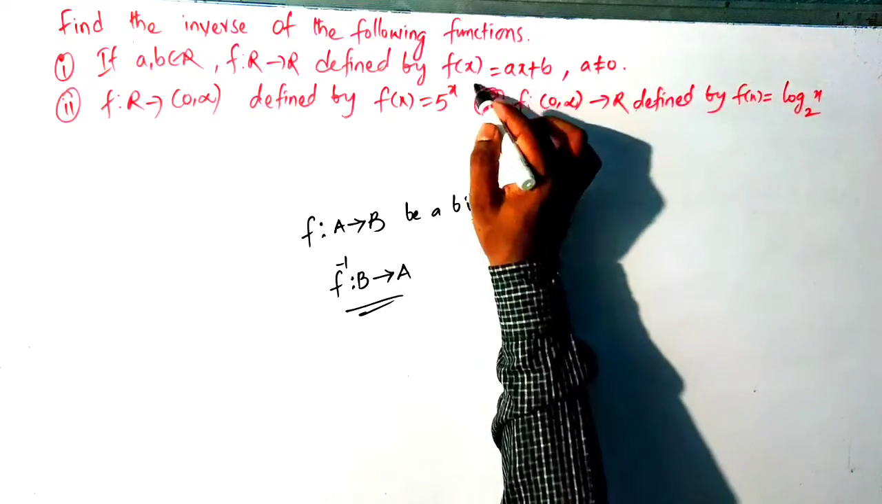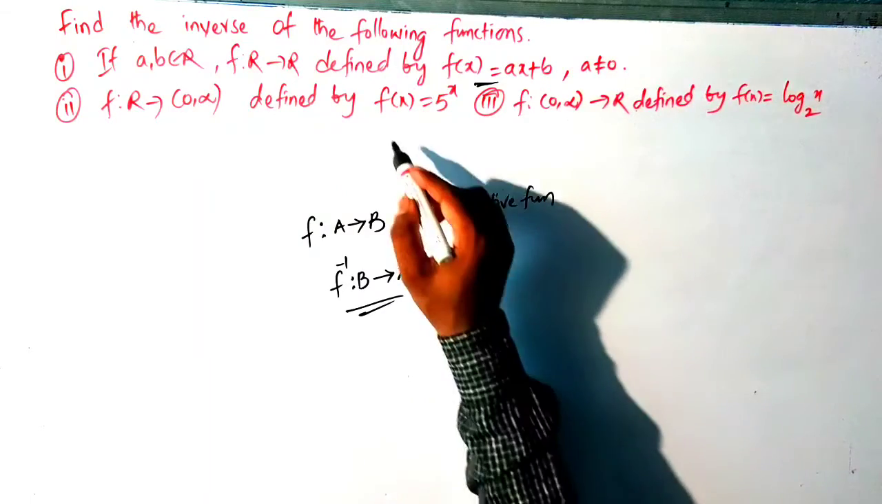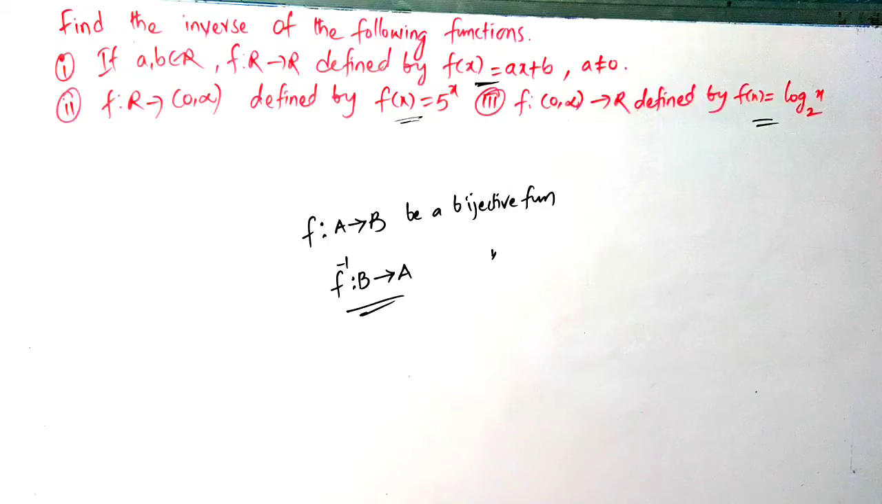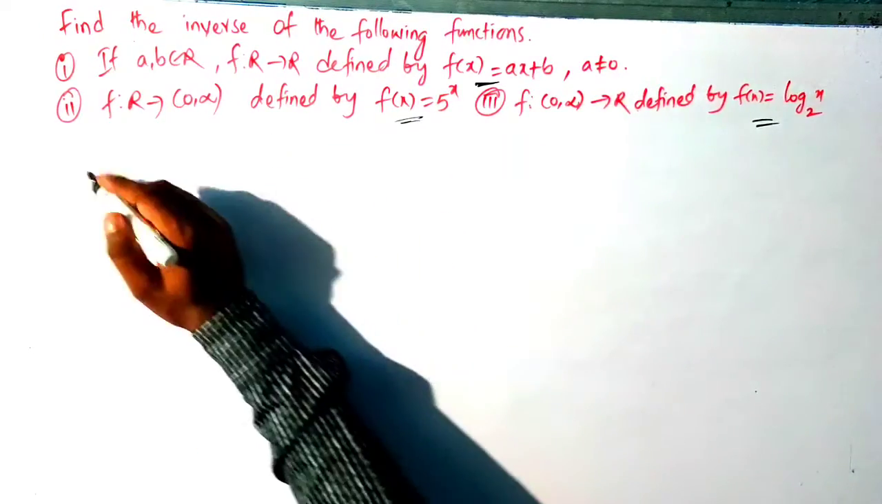Since the f of x value is given, how do we find f inverse of x? The f of x value ax plus b is given here. We find out f inverse of x. Here also the f of x value is given, we find out f inverse of x. Clear? So now the first one we write now.